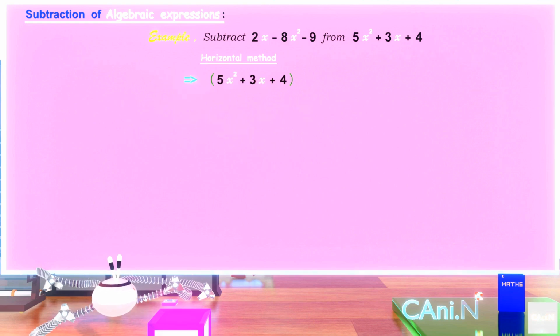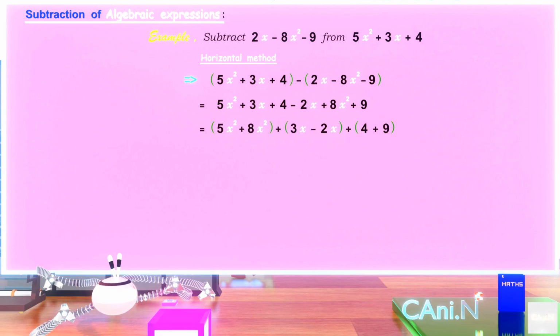Subtraction of algebraic expressions. Example: subtract 2x minus 8x squared minus 9 from 5x squared plus 3x plus 4. Horizontal method. We execute the subtraction operation: 5x squared plus 3x plus 4 minus 2x minus 8x squared minus 9. Now, first we open the bracket, and then group the like terms, and then add them.